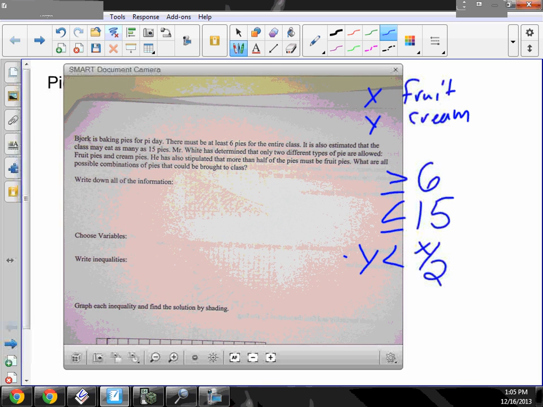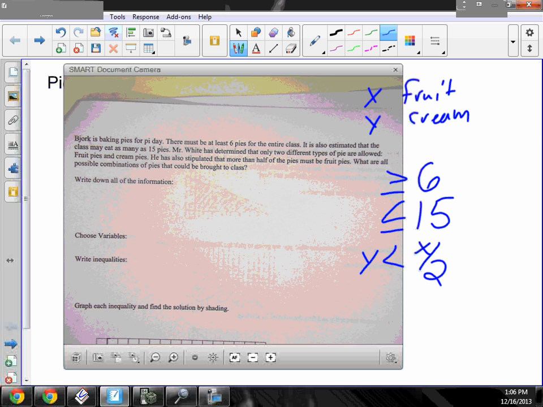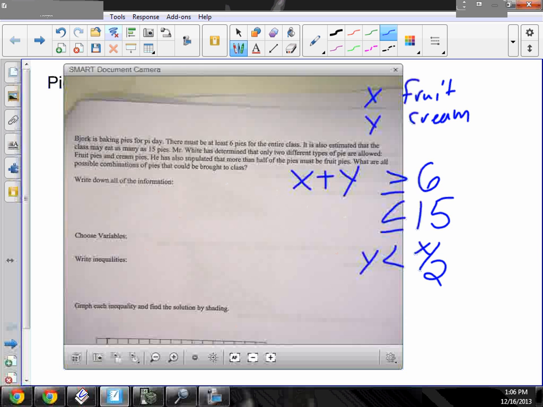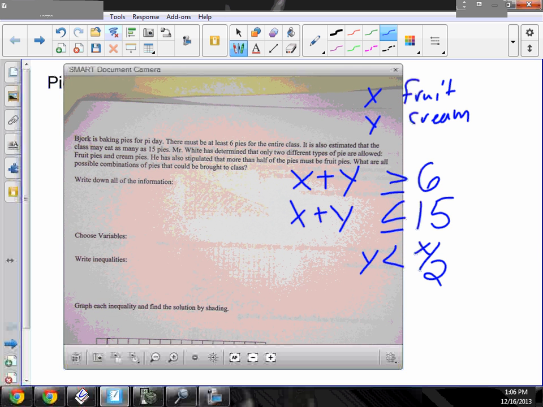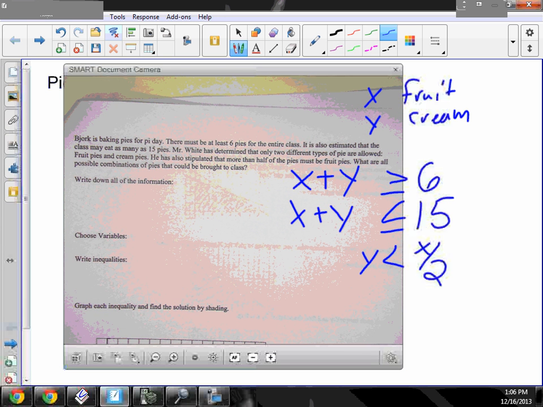Okay, what are the other two equations going to look like? What are the other two equations going to be? x plus y is greater than or equal to 6, and x plus y is less than or equal to 15. So it's got to be above the 6 mark, below the 15 mark, and it needs to be underneath the y is less than 1/2 x mark.